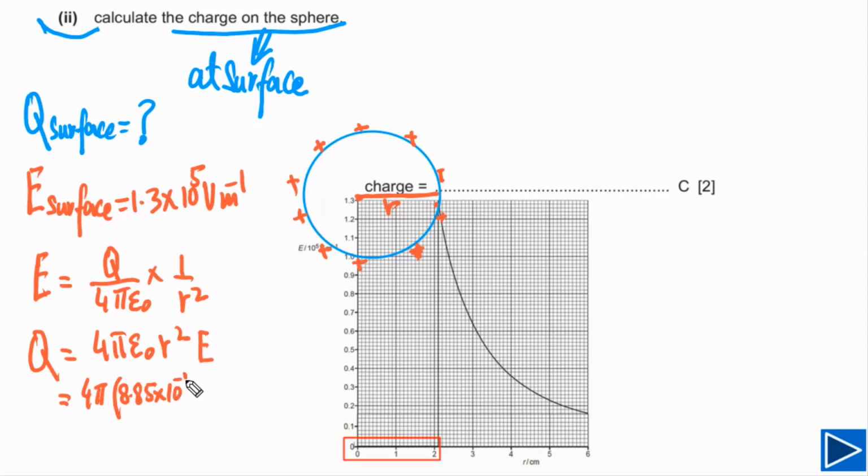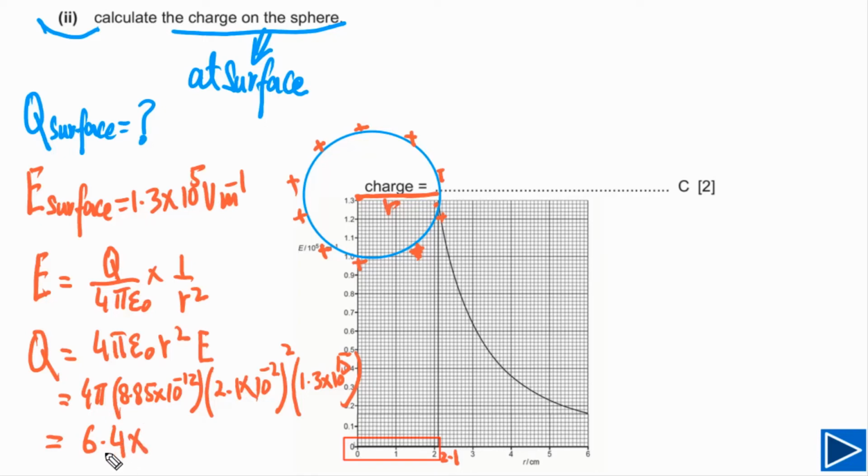6.85 times 10 to negative 12. The radius of the sphere we have already found, that was 2.1, or you can simply read it from here. This is 2.1 and this is in centimeters, so we have to convert this into meters and square it, and we need to multiply with the electric field. The electric field at the surface is 1.3 times 10 to 5. Now we just need to simplify and we can find the final value of Q at the surface.